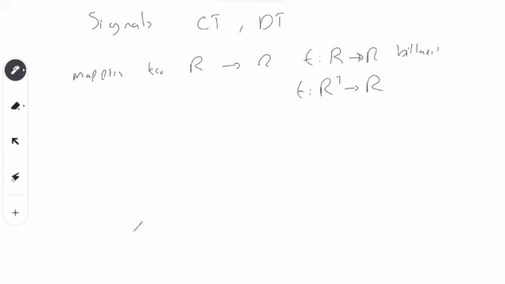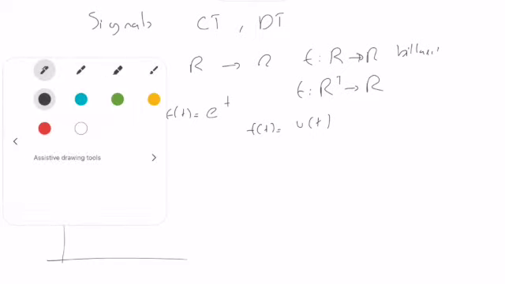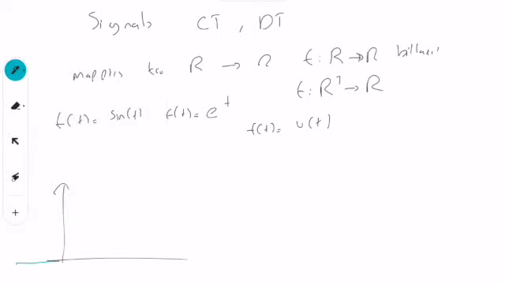Again, the examples are very simple. f of t is equal to sine of t, f of t is equal to exponential of t, or f of t is equal to the unit step function. So these are some example signals. Graphically, a signal looks like this. This is the unit step, as we already know, or it can be like this or anything like this. As you can see, continuous time signals can be discontinuous. The time is continuous, but the signal itself can be discontinuous, as in the unit step or impulse function case.